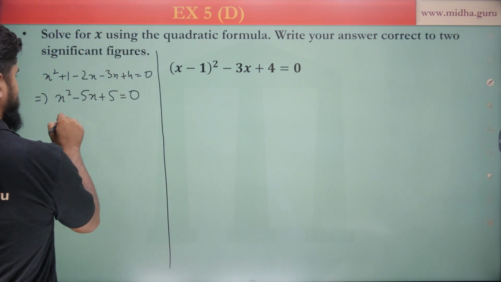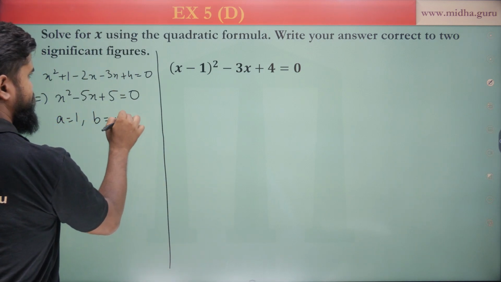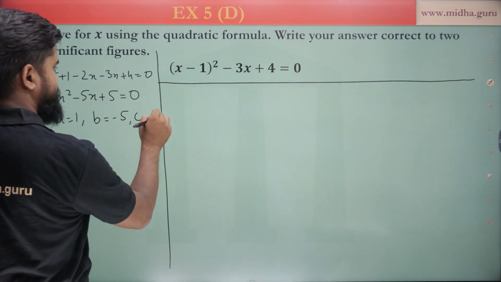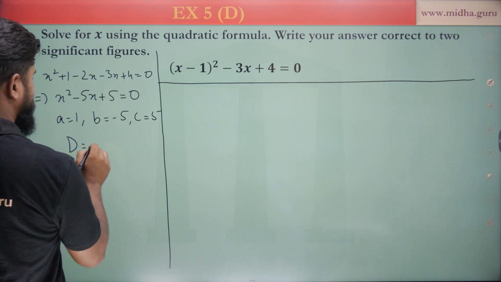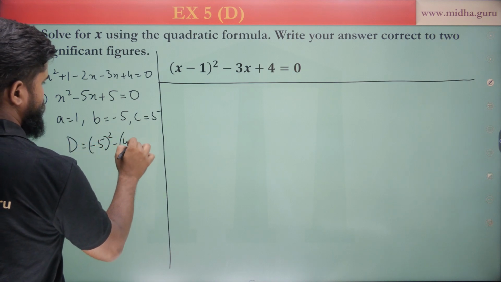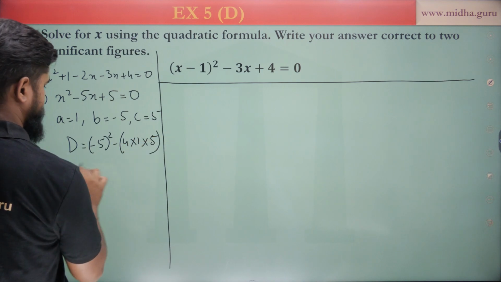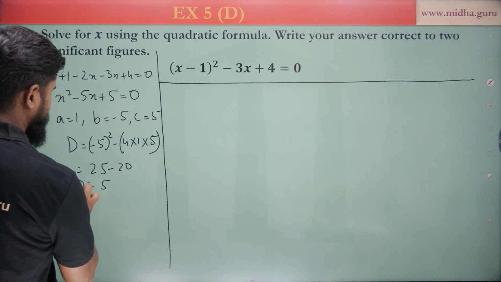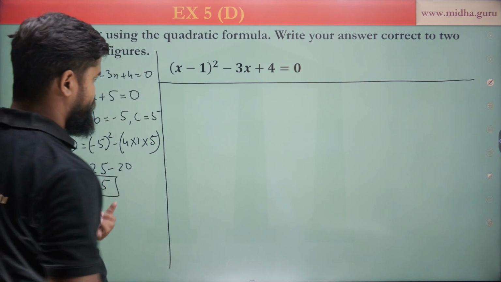Now I have a as 1, b as minus 5 and c as 5. So the discriminant is equal to minus 5 whole squared minus 4 into a into c, which is 5. So 25 minus 4 into 5, which is 20. This will be 5. So the discriminant is equal to 5.